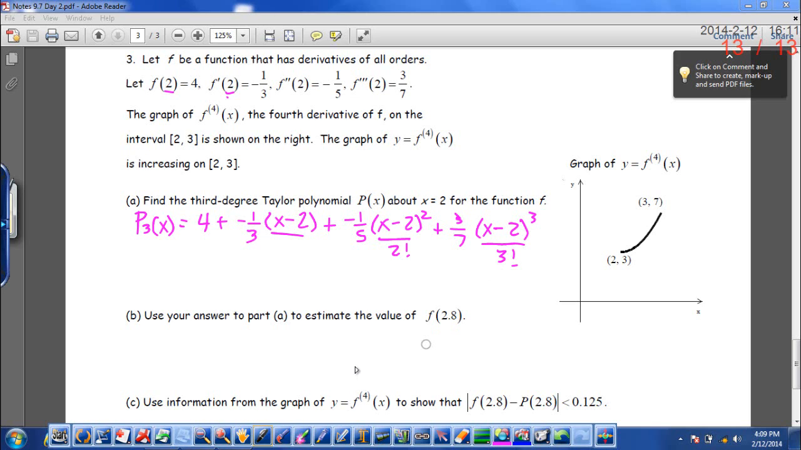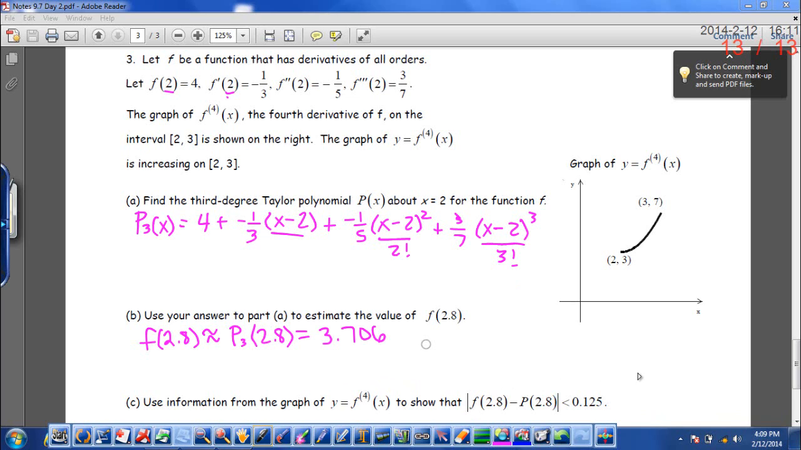All right, and then part B, use your answer to part A to estimate the value of f of 2.8. Okay, so f of 2.8 is approximately equal to p of 2.8. And if you plug in 2.8 everywhere you see an x in part A, then you get 3.706. All right, so A and B, easy, easy.